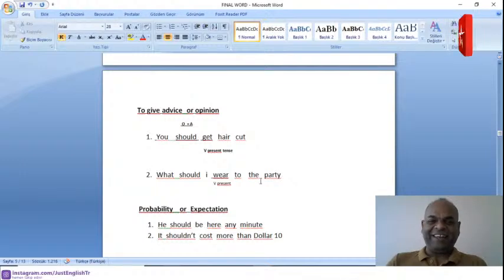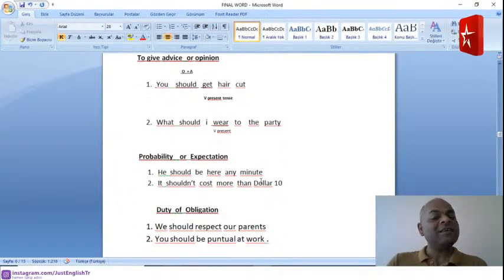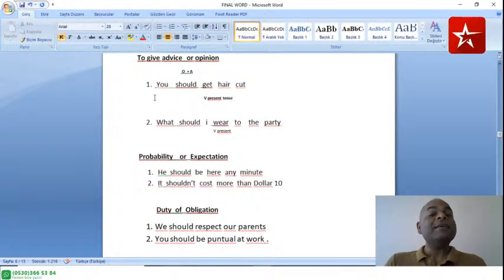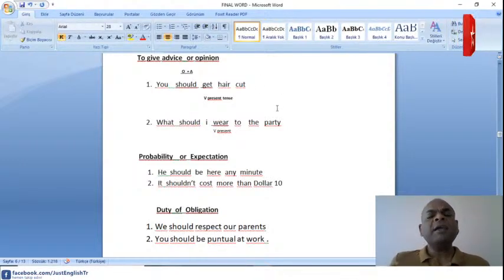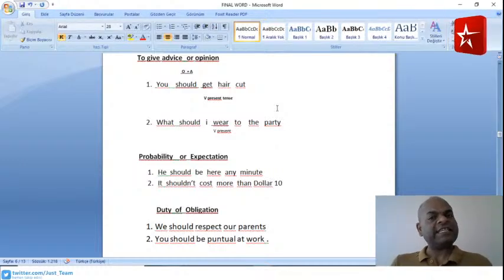To give advice or an opinion, for example, remember we are doing the modal verb should. It's all about giving advice or an opinion. Our sentence is: you should get a haircut. When you say you should get a haircut, this is like advice given to me by my friend or by my mom or by my dad: hey, you should get a haircut.